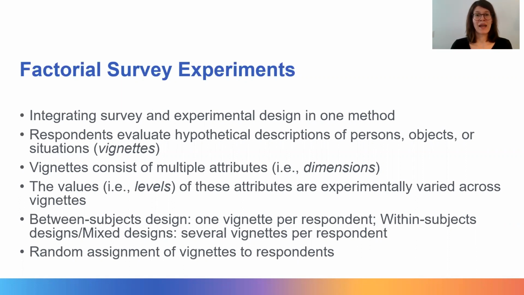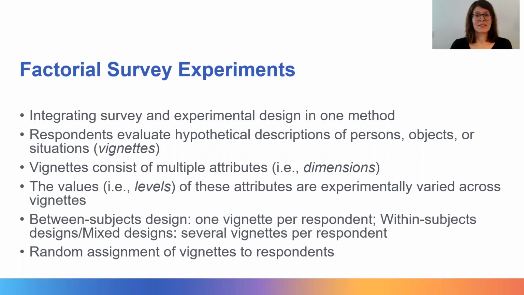In the example of job candidates, such attributes might be the gender, educational background, or the previous work experience of applicants. The corresponding values of these attributes might be male-female, university degree versus no university degree, or 1, 2, or 3 years of work experience. In the context of factorial surveys, the attributes are called the dimensions of the vignettes, and the values of these dimensions are called the levels.